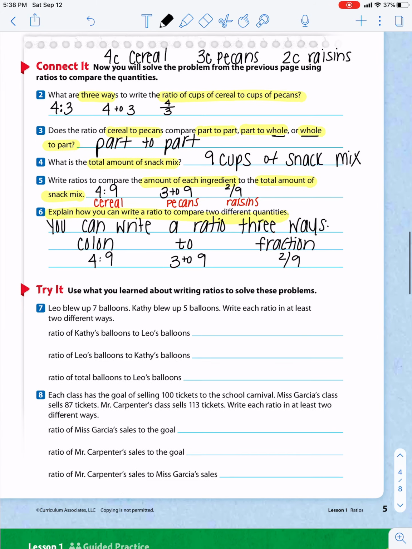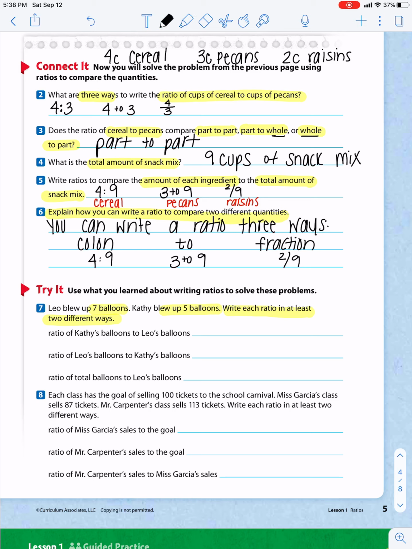Finally, for this lesson, part 2 of lesson 1, we are going to use what we learned about writing ratios to solve these next 6 problems. Super easy, we can do this. So Leo blew up 7 balloons. Kathy blew up 5 balloons. Write each ratio at least 2 different ways.